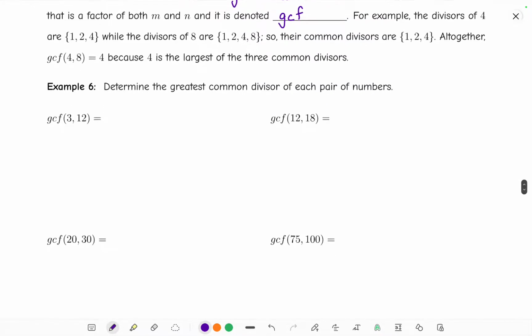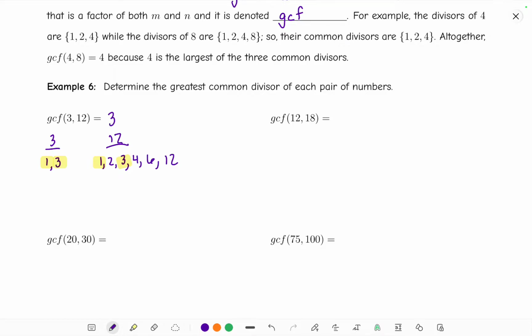Example 6, determine the greatest common divisor of each pair of numbers. Well, first we're going to find all the factors, not just the prime factors, all the factors. So we get 1 and 3 for 3. For 12, we've already done that. That's 1, 2, 3, 4, 6, and 12. Well, they have 1 in common and they have 3 in common. So the GCF of 3 and 12 is 3.